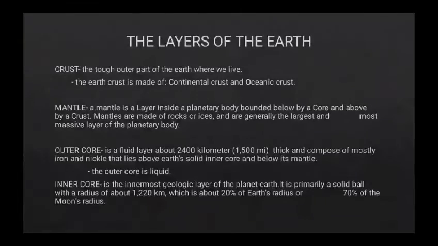The layers of the earth. First is crust. Crust is the tough outer part of the earth where we live. The earth crust is made of continental crust and oceanic crust.